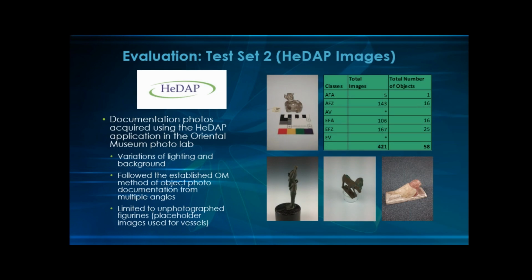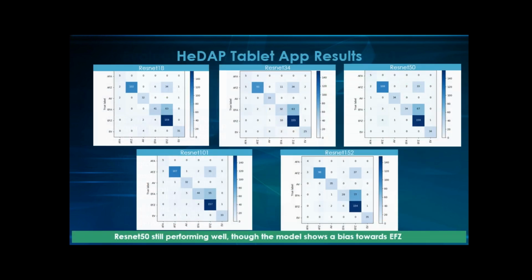I went in, I took the HEDAP tablet, I took some objects from out of the Oriental Museum's collection and just rapidly took photographs of them to see how well my trained model worked on objects that were of similar provenance, but which were taken using the camera and recording capabilities of this tablet application. And it worked fairly well.